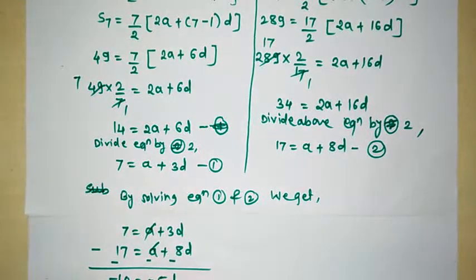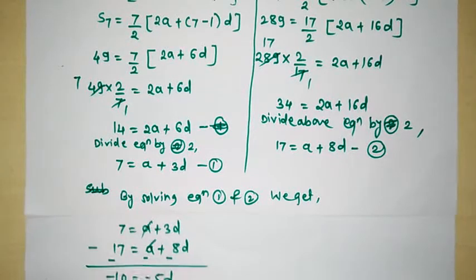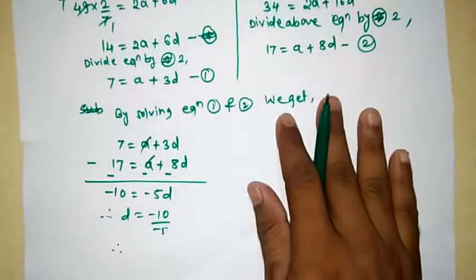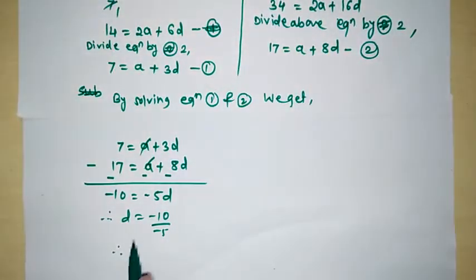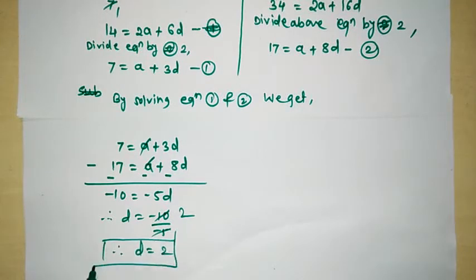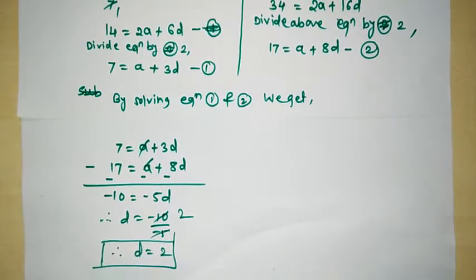Now send this minus 5 towards the left hand side. It will go to the denominator. Therefore d is equal to minus 10 by minus 5. Minus 5 ones are 5, minus 5 twos are minus 10. Therefore d is equal to 2. We got the value of d is equal to 2.